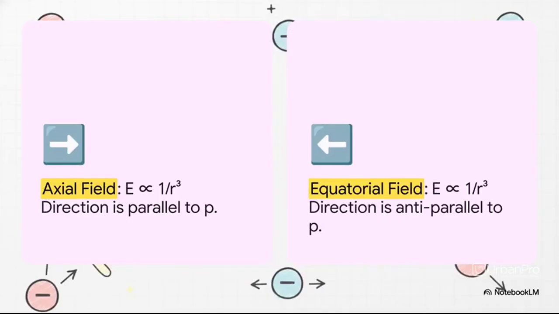Whether you measure along the axis of the dipole or along its equator, the electric field E is proportional to 1/r cubed. Compare that to the single point charge from Coulomb's law, which we just saw was 1/r squared. The dipole field drops off significantly faster. Why is that? Because from far away, the positive and negative charges practically sit on top of each other and cancel each other's fields out.